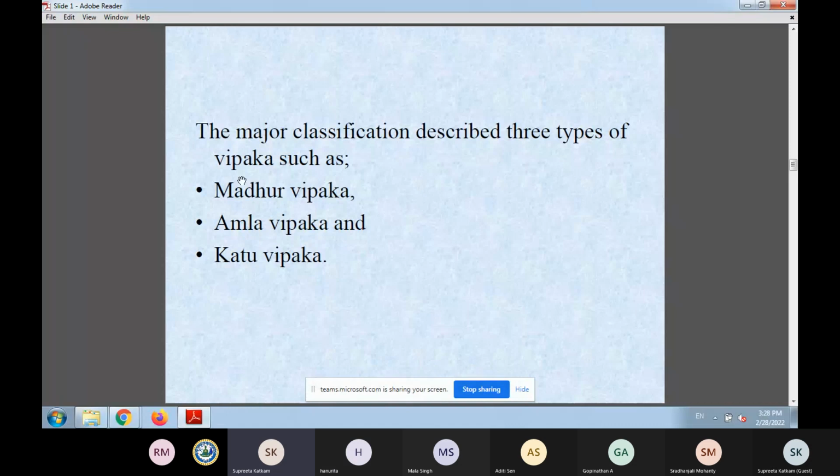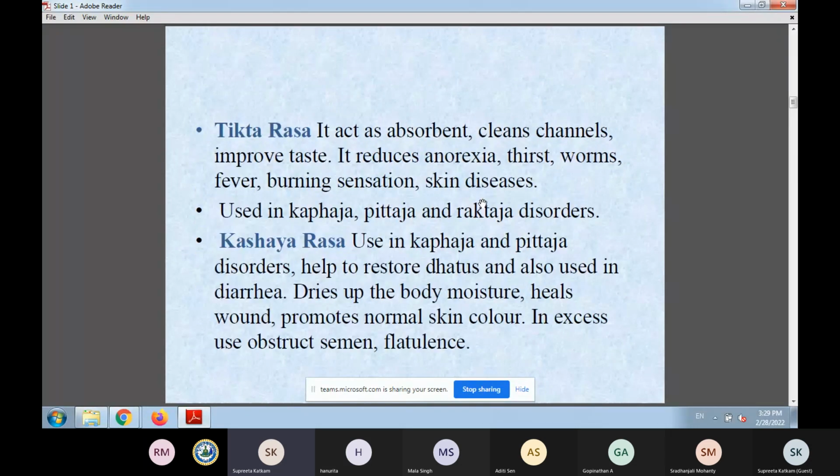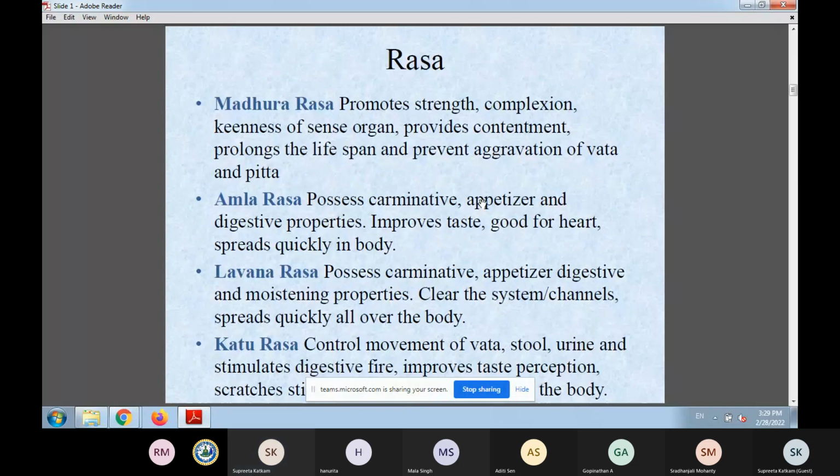Now, if a substance you have taken has Madhura Rasa, say for example, apple. You are eating an apple. Apple is Madhura Rasa and Shita Virya. Since it is Madhura Rasa, it will undergo Madhura Vipaka. It is Shita in Virya. Now what will be its action? It will be Brahmana and Balya. When we studied the properties of Madhura Rasa, we know that it promotes strength, provides contentment after eating, and prevents aggravation of vata and pitta.